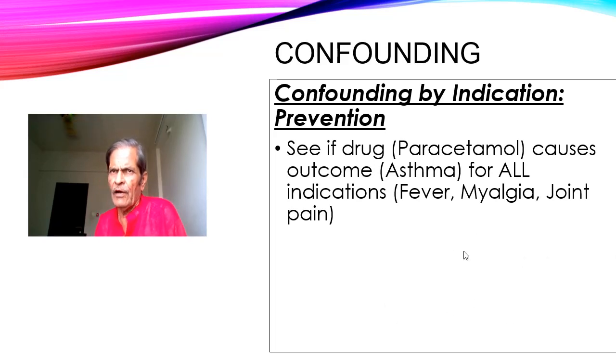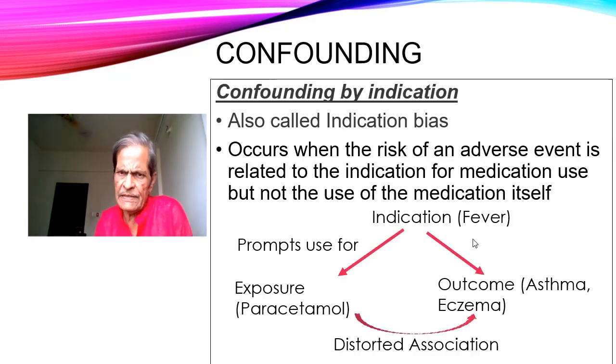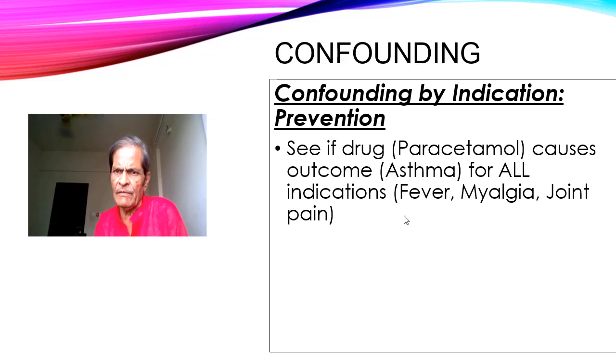So if our conclusion is that paracetamol is likely to induce asthma, or is the exposure factor for asthma, then even if paracetamol is given for indications like myalgia or joint pain, in these persons also the association with paracetamol should be seen. If it is not seen, then this is an indication bias. But if it is seen that when paracetamol is given for myalgia, asthma is occurring, and when paracetamol is given for joint pains, asthma is occurring, then indication bias is not occurring, and we can say that the association between paracetamol and asthma is established. Otherwise, it is not established.